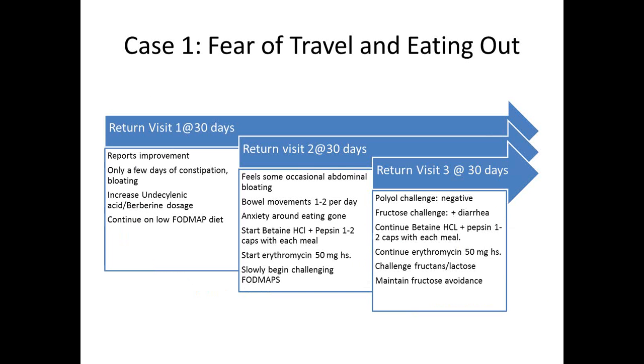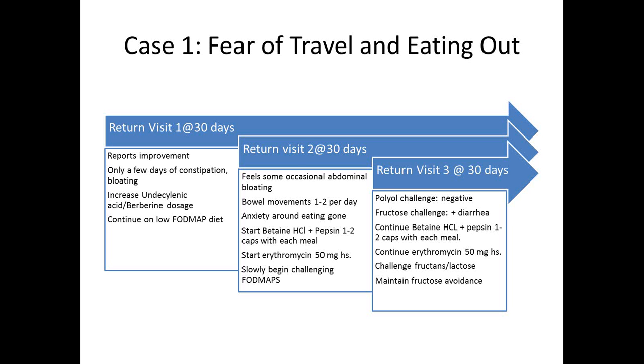And so he came back in 30 days, and just with the FODMAP, he reported improvement, only a few days of constipation and bloating. So we increased the dosage a little bit of the allicin and berberine, and continued on the low FODMAP, and had him come back in 30 days.